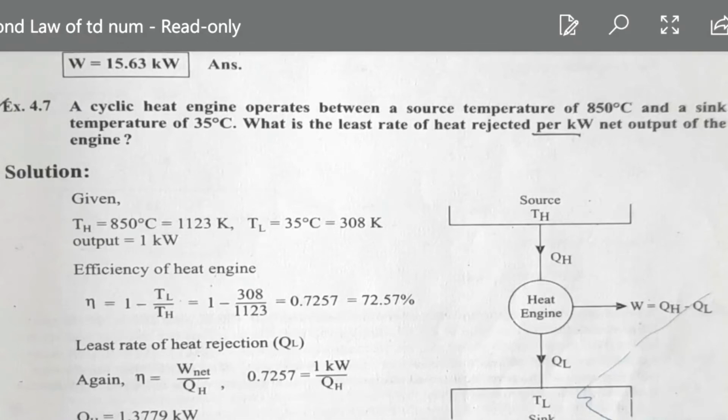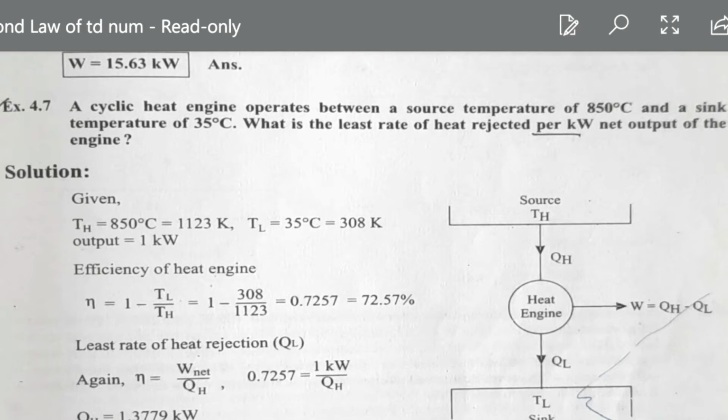A cyclic heat engine operates between a source temperature of 850 degrees centigrade and a sink temperature of 35 degrees centigrade. What is the least rate of heat rejected per kilowatt and net output of the engine? Okay, so this is the problem, and the given data is source temperature TH equal to 850 degrees centigrade, that is equal to 1123 Kelvin.